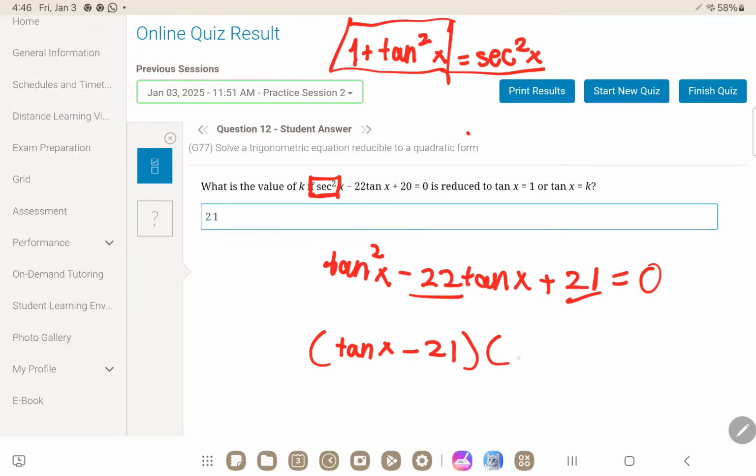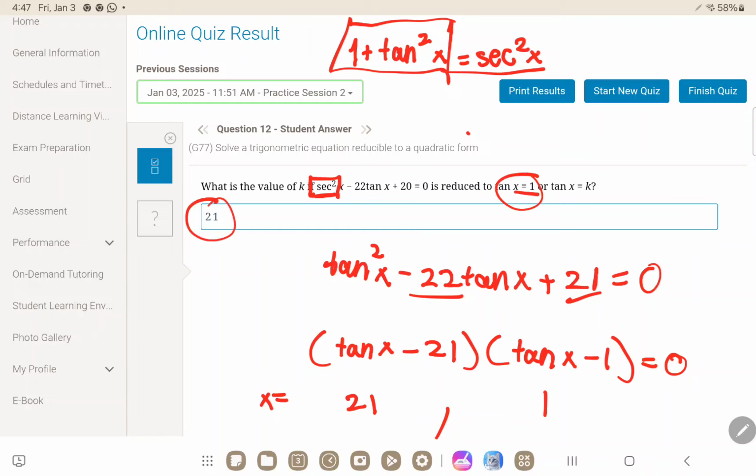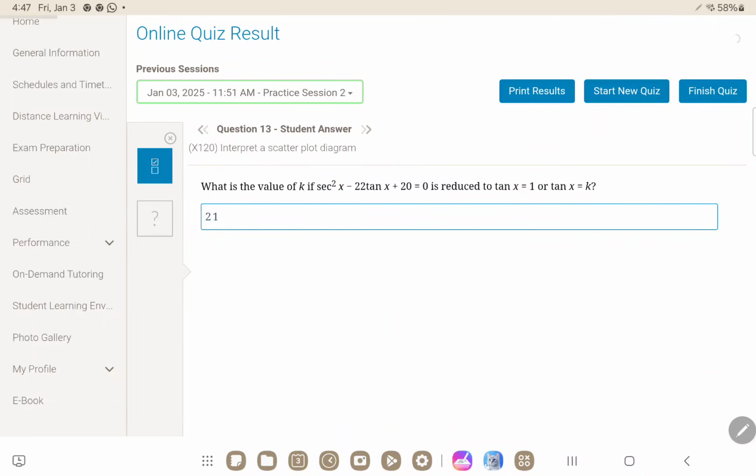So tan x minus 21 and tan x minus 1. And they also gave us a hint that one of the solutions is 1, so you need to use the opposite of it, like tan x minus 1. So now to make this 0 equals 0, to make this 0 you need 21, and to make this 0 you need 1. So x equals 21 and 1. They gave us the answer 1, so we have to put the answer 21. Now moving on, we have another question.